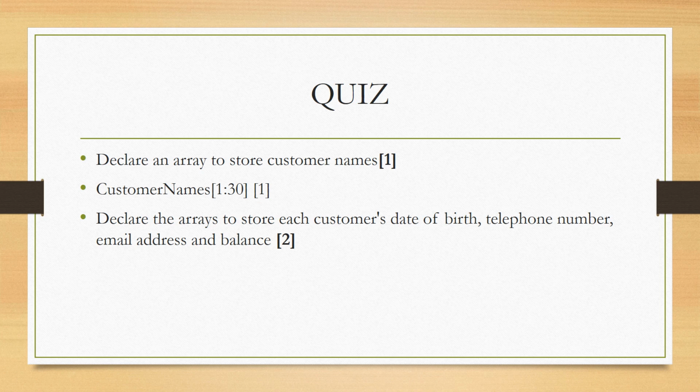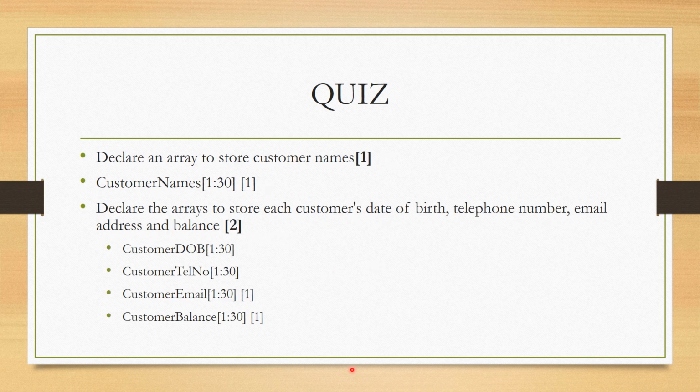In this type of question, they are going to ask in your exam to declare an array to store customer names, customer name 1 till 30. Declare the array to store each customer's date of birth, telephone number, email address, and balances. Take a moment and try to answer the second question because I have already told you the first one. They asked me to write down this array, declare an array to store customer names. So I have used a meaningful identifier name, CustomerNames, with starting index from 1 till 30.